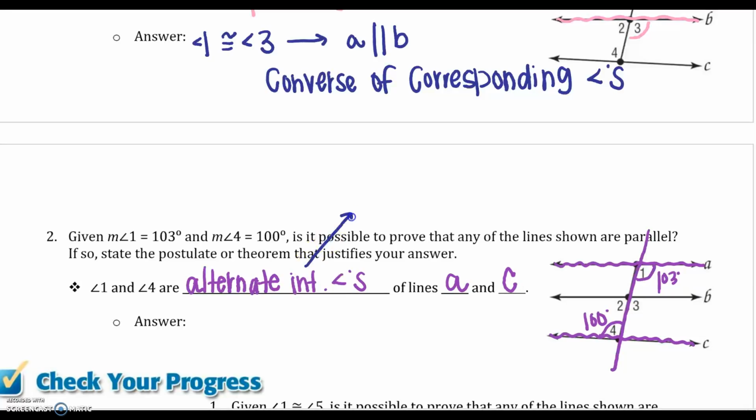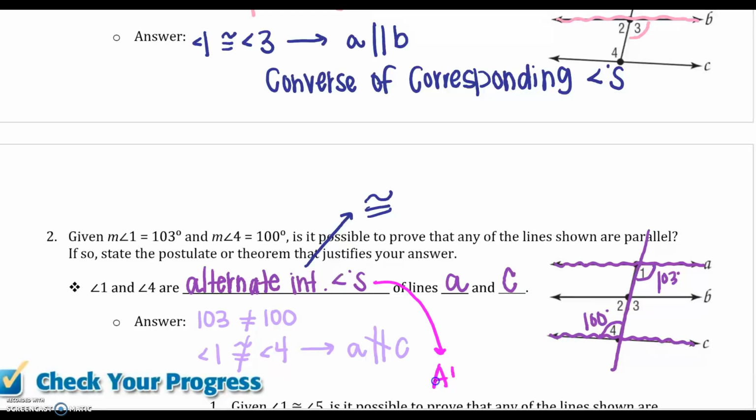Since alternate interior angles must be congruent, I know that 103 is not equal to 100. So I know that angle 1 is not congruent to angle 4. So I know that A is not parallel to C because of the alternate interior angles. And since I'm trying to prove lines parallel, I'm going to use the converse.